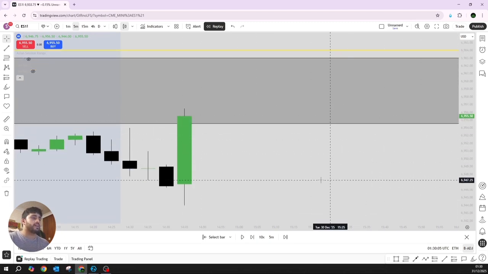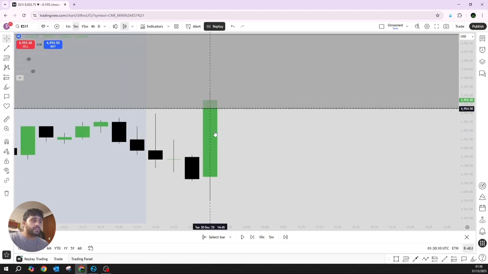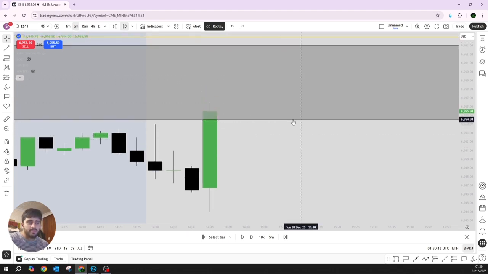So if you're trading now, this would be sort of 9:45 Eastern. So this is now 15 minutes into the session. So I'm interested in what this candle is doing, specifically this region, because we've tapped into our key zone.